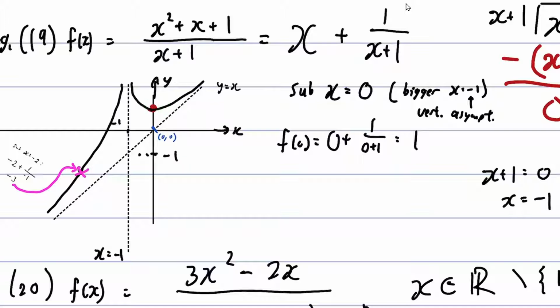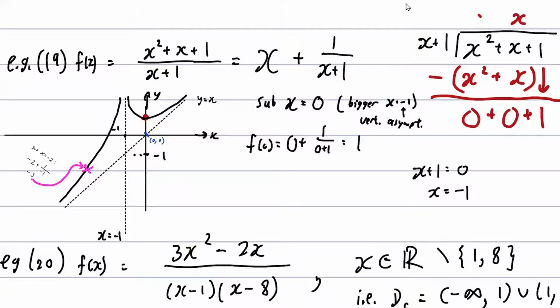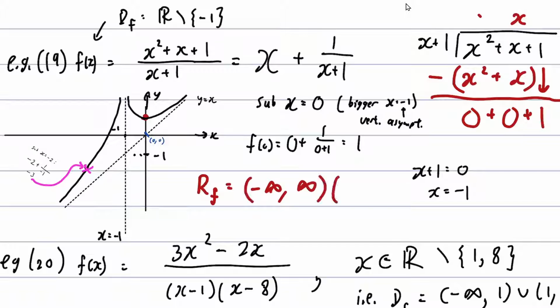Okay, so now that we have the graph, can you tell me what's the range? Let's say that the x is an element of all real numbers. Df equals to all real numbers except for -1. What's the range? Negative infinity, positive infinity, then exclude -1. Wrong.